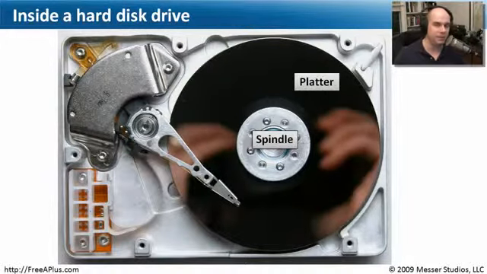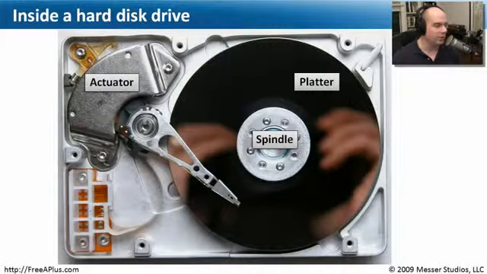And it spins at different speeds, 5,400 revolutions per minute, or 7,200 revolutions per minute, or even 10,000 revolutions per minute. The different drives spin at different rates. Generally, the faster it spins, the faster the access of the data is going to be.